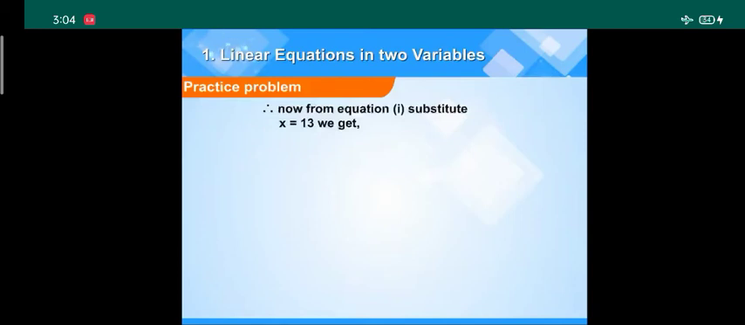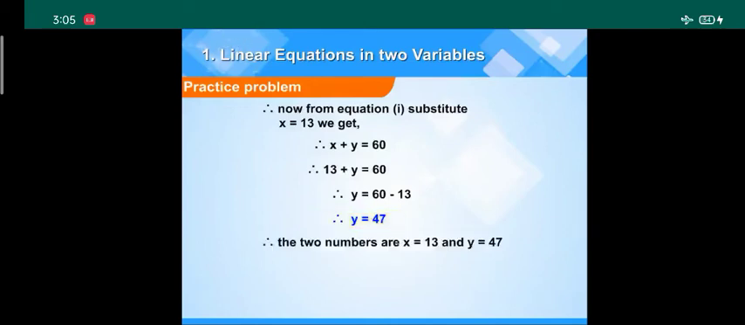Therefore, from equation number 1, substituting x is equal to 13, we get 13 plus y is equal to 60. Therefore, y is equal to 60 minus 13. Hence, y is equal to 47. Hence, the two numbers are x is equal to 13 and y is equal to 47.